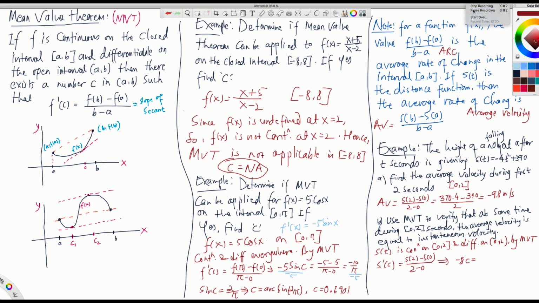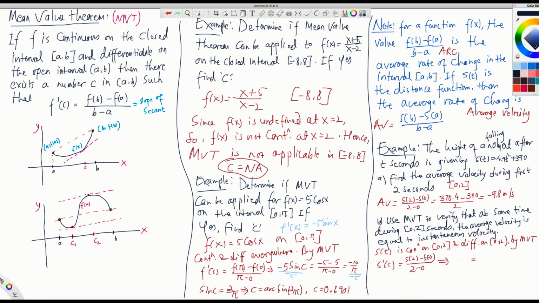By the way, I had a typo here. It is not negative 4t squared, it is negative 4.9t squared. In that way, you will get 370.4; otherwise, you don't get that. The first derivative of this will be 2t times negative 4.9, which is negative 9.8t.